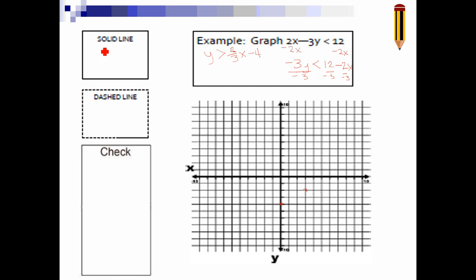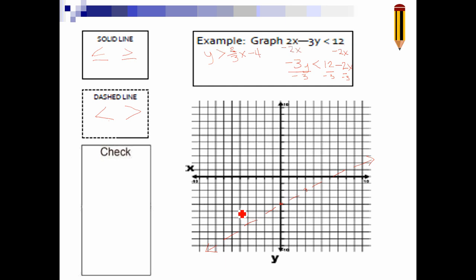You make a solid line, guys, when it's less than or equal to, or greater than or equal to. You will make a dashed line if they don't have those equal to options, so like a less than or a greater than. Looking at this, I see that my symbol was just a greater than, because I flipped the sign around when I divided by a negative. So I'm going to make a dashed line through these two points the best I can without actually using a ruler on my tablet here. Here we go. There's my dashed line. And then I need to shade.